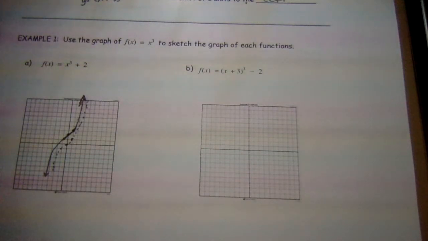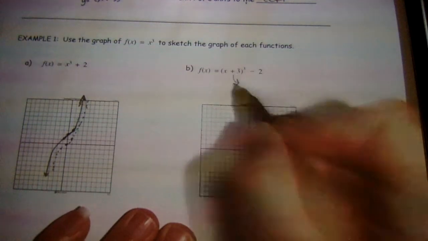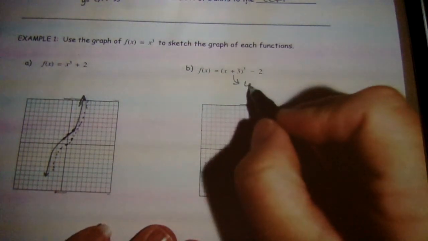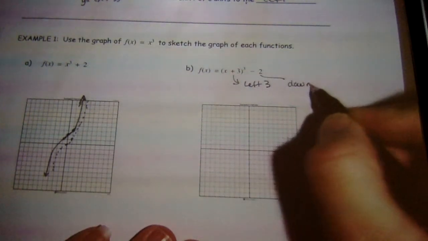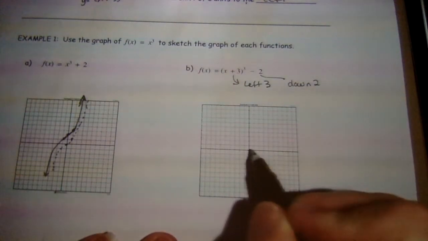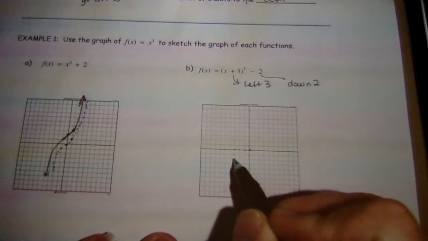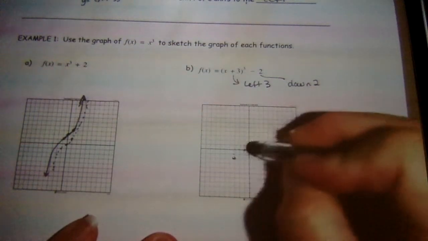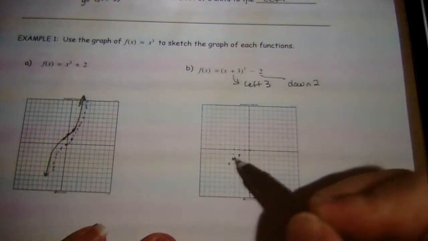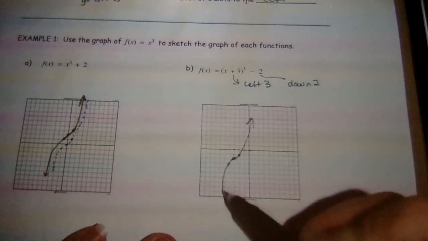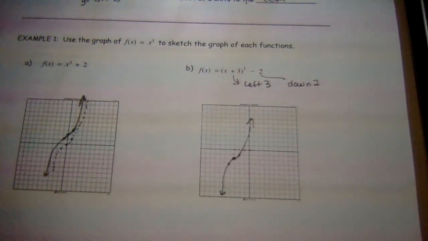Questions on that one? This one I added two changes. The plus 3 does what to it? Left 3 and down 2. So if I start at 0, 0, I go left 3, down 2. And I can just go up 1 over 1, left 1, down 1. I'm looking for rough sketches. I'm not looking for exact. When I grade this, I'll look to make sure you have those 3 points.